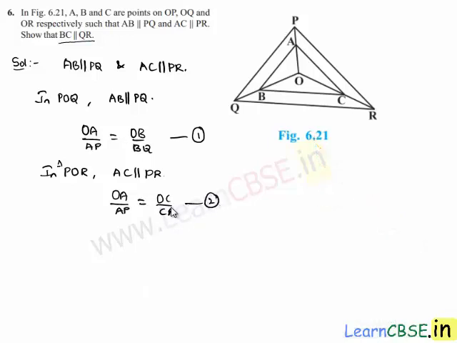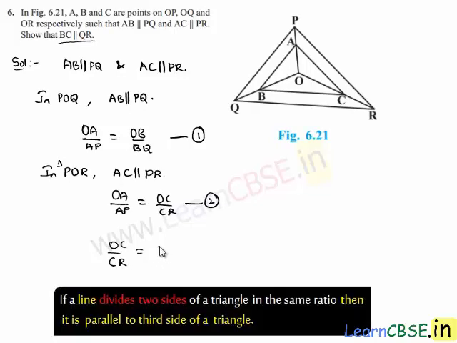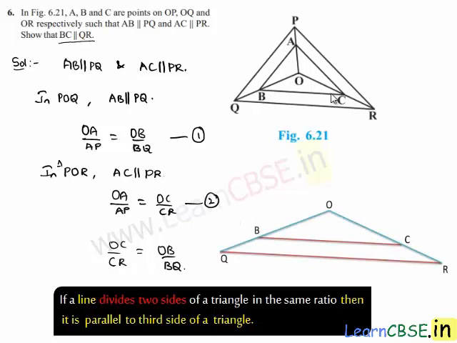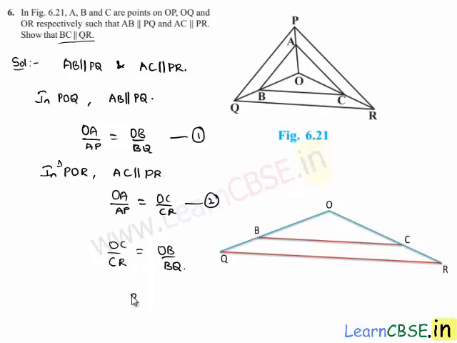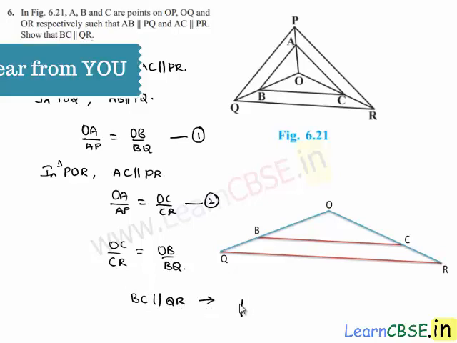Now substituting the OA by AP in second equation, that is OC by CR, in first equation, we get the relation as OC by CR is equal to OB by BQ. Now line segment BC is dividing OQ and OR in the same proportion. So from converse of basic proportionality theorem we can say that BC is parallel to QR, which is the required proof for us.